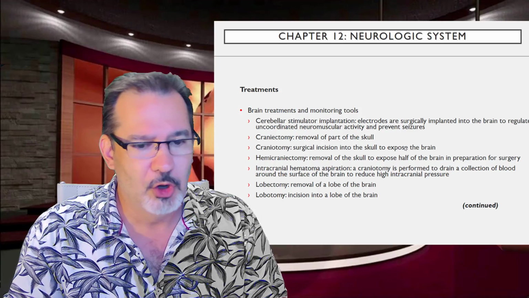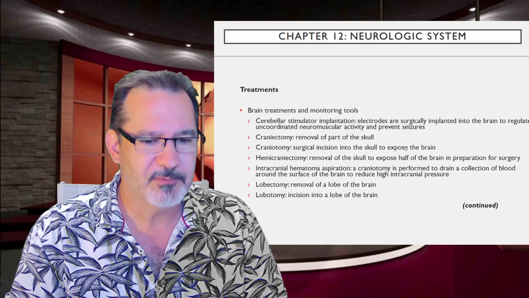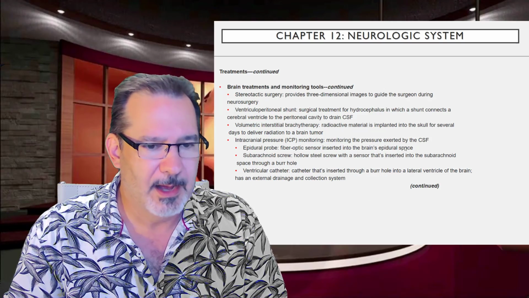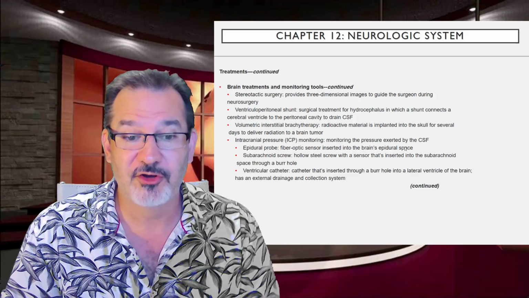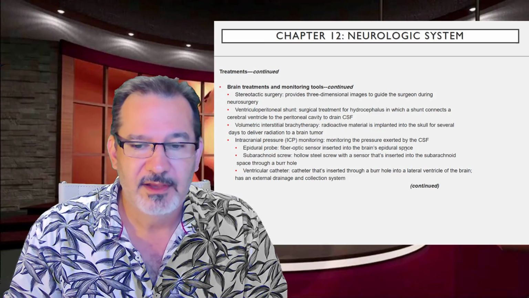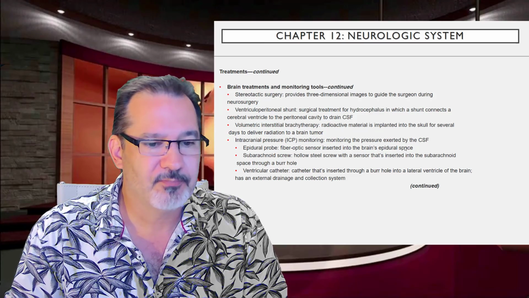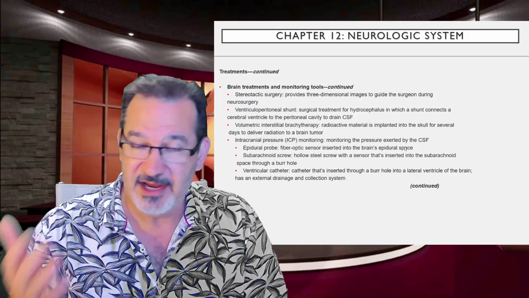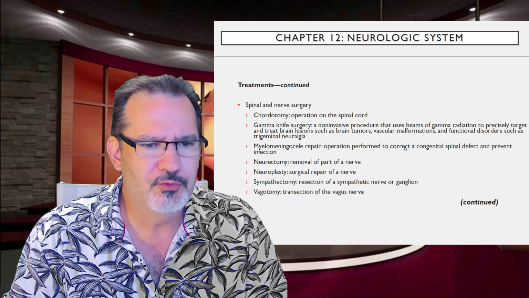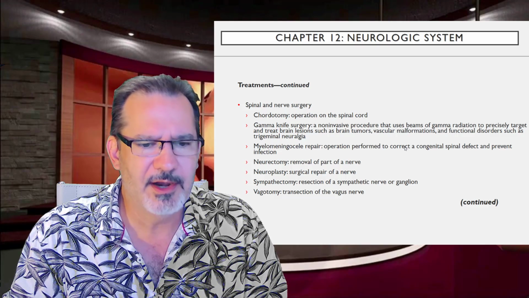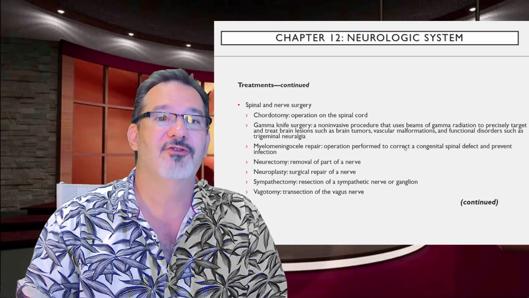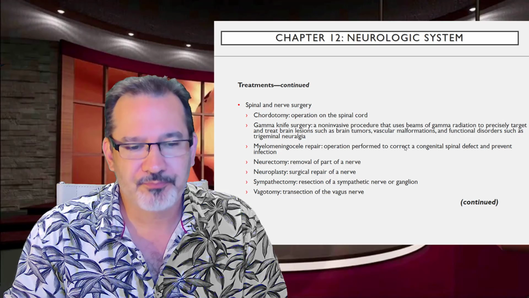Okay. Lobectomy, removal of the lobe of the brain. Okay. Lobotomy is an incision into the lobe of the brain. Okay. Other things we do, let's see, ventricular catheters, fairly common. Catheter that's inserted through a burr hole into the lateral ventricle of the brain. Okay. And that's in order to drain fluid or blood. Okay. We do spinal and nerve surgery, common enough. Neurectomy, removal of part of a nerve, possibly a nerve that's been damaged. It can't be repaired. Okay.